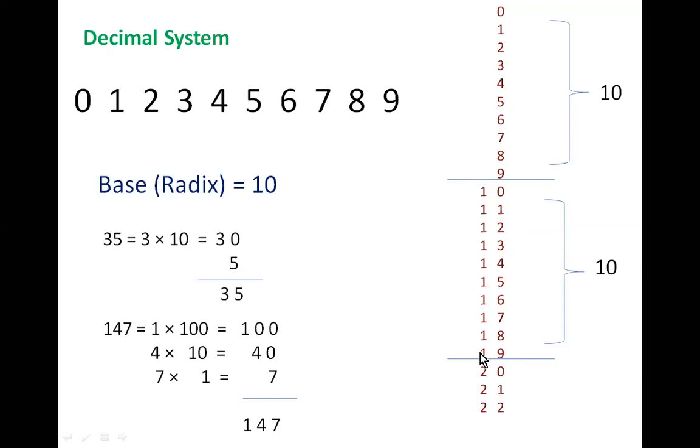Okay. Now let's see, after 18, what comes? 19. After 19, what comes? Again, we have used all the symbols one time. This is the second time. Now we have to reuse the same symbols, right? Now what we do is we write 2 here. Now what does this 2 indicate? 20, 21, 22, and so on. This 2 indicates we have used all the symbols 2 times.